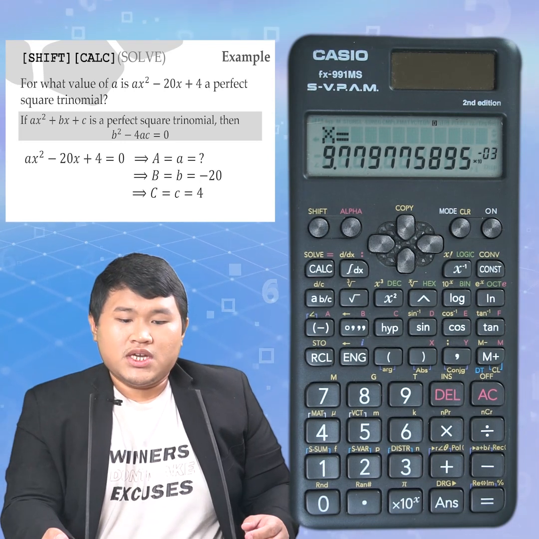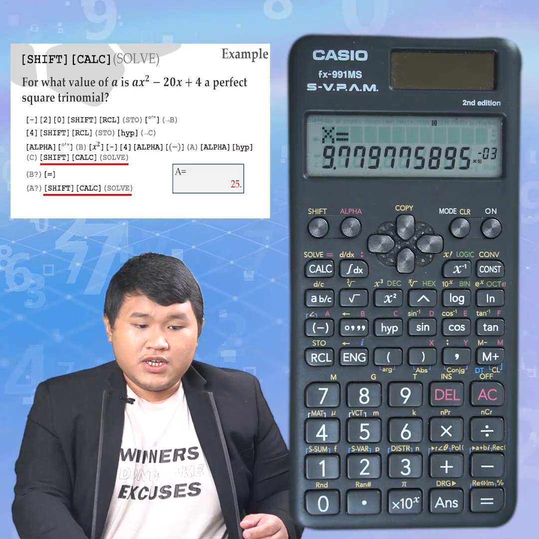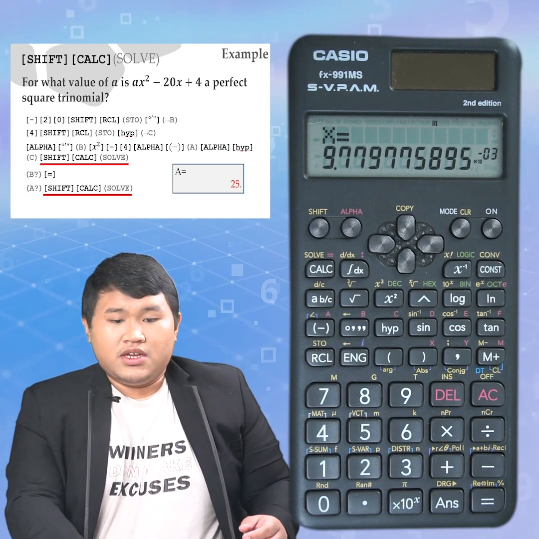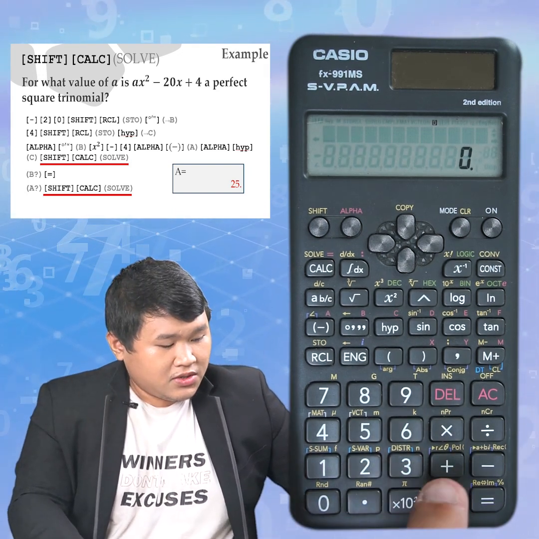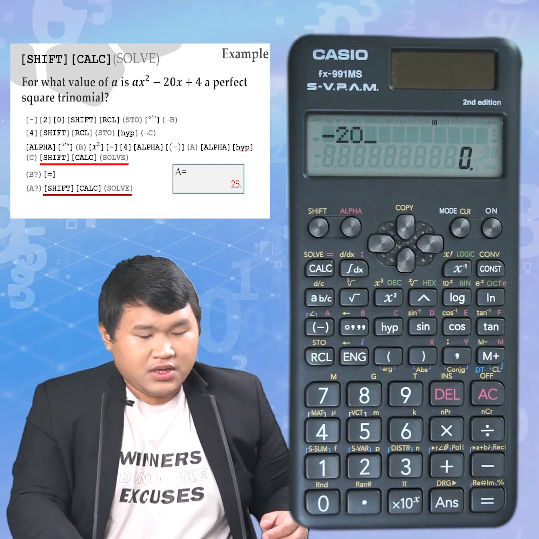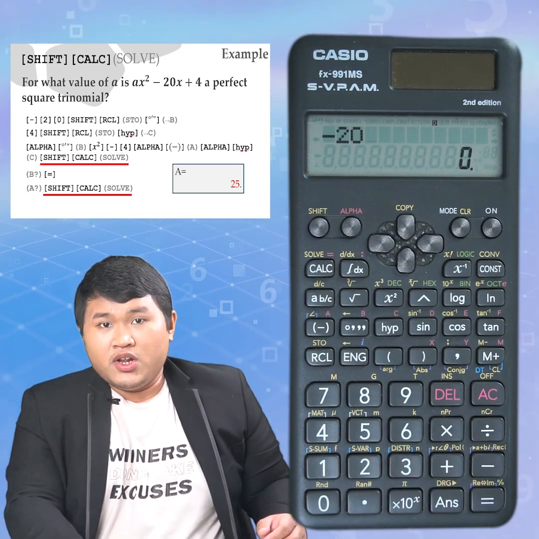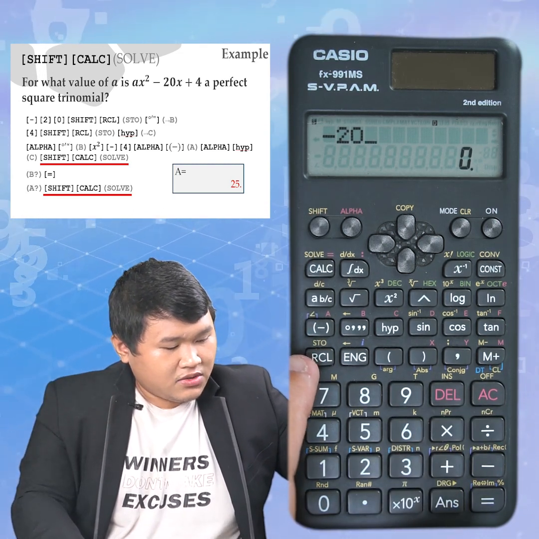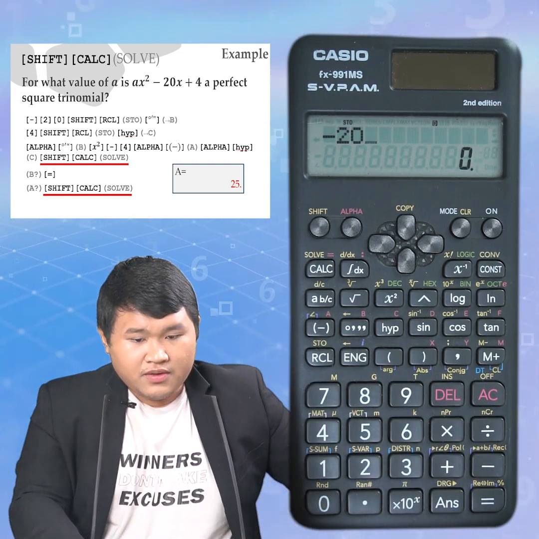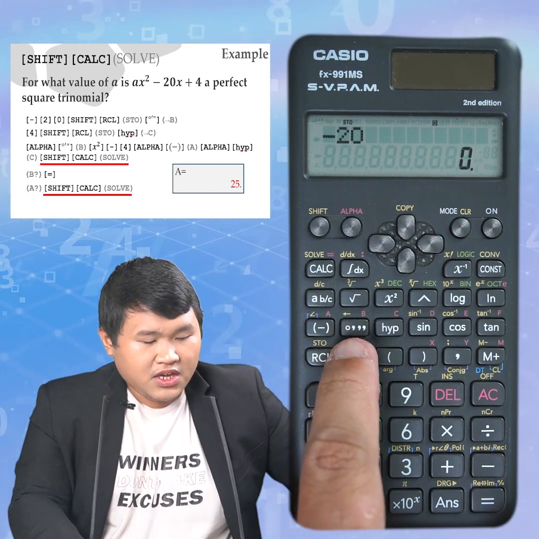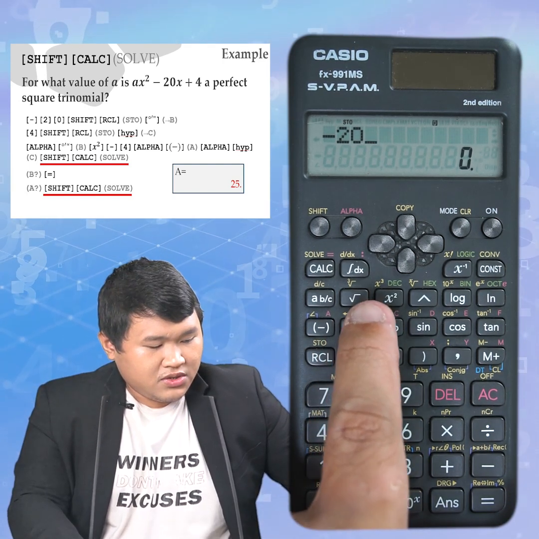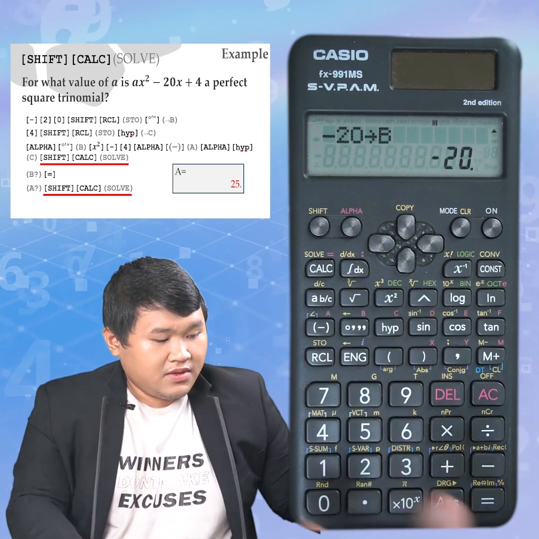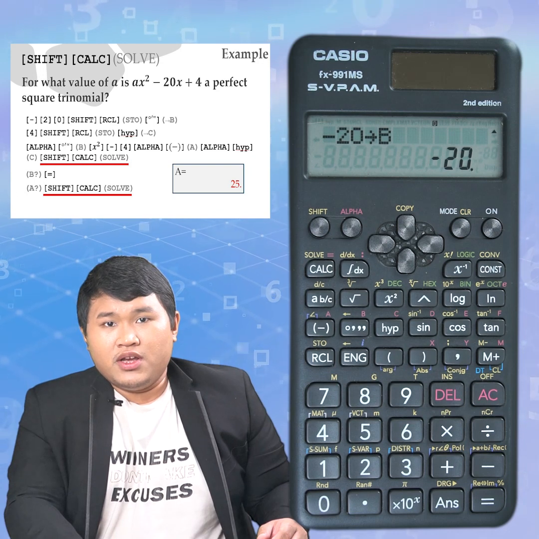So, we can do that using shift solve. First, let us store the values of B and C. B is negative 20. So, negative 20, and then let's store that to variable B. That is shift and then RCL, to store, and then the degree, minute, second key. Notice that there is a variable B written above that. So, let's press that. Now, it is stored to variable B.